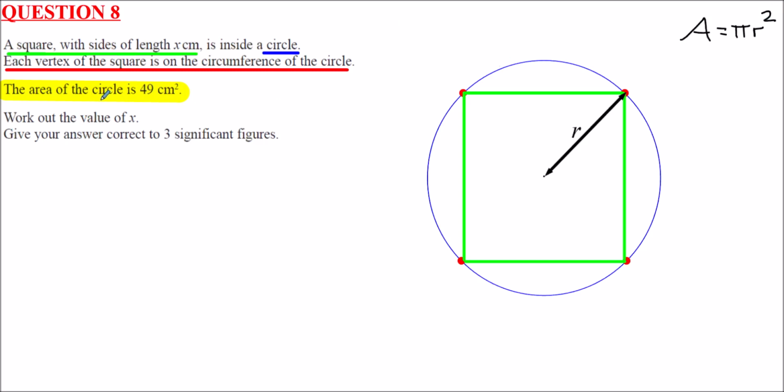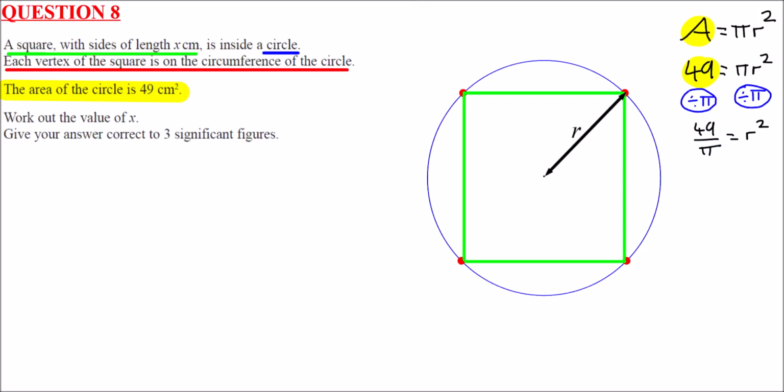Now we're told the area is 49, so 49 equals pi r squared, and that's because we're told the area is 49. Now we want to work out the radius, because the radius will help us in the next part of the question. So we can divide both sides by pi to get the radius on its own. If I divide that side by pi, I need to divide by pi over here as well. That'll give us that the radius squared is going to be 49 divided by pi.